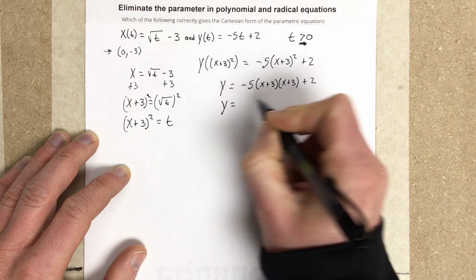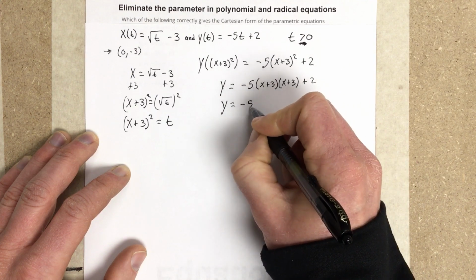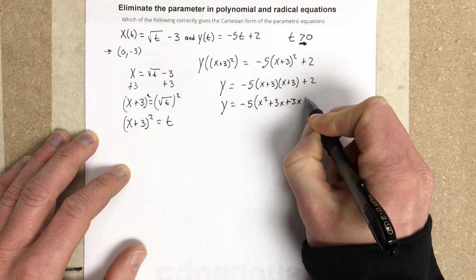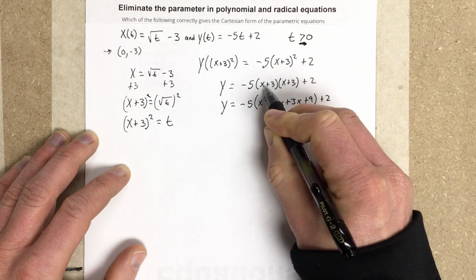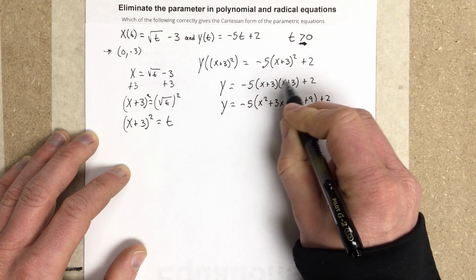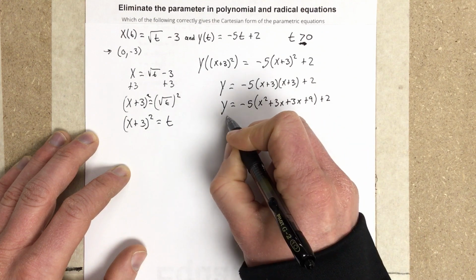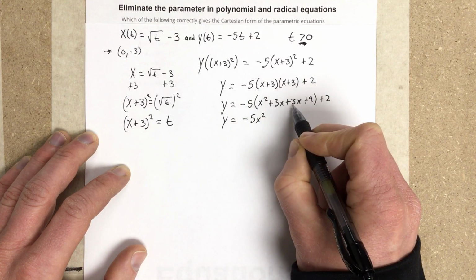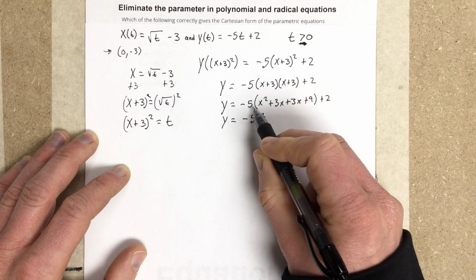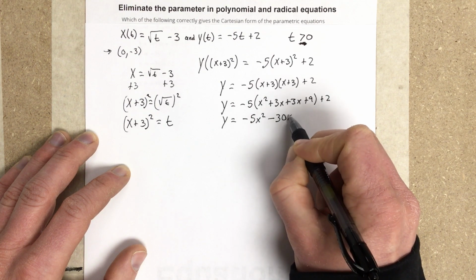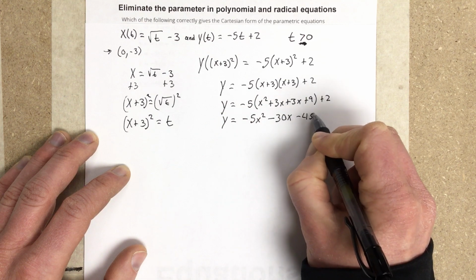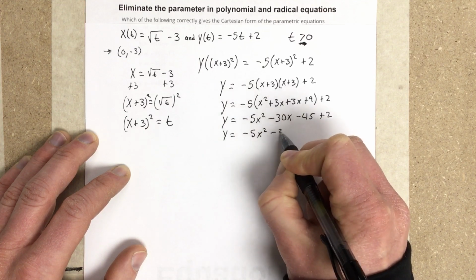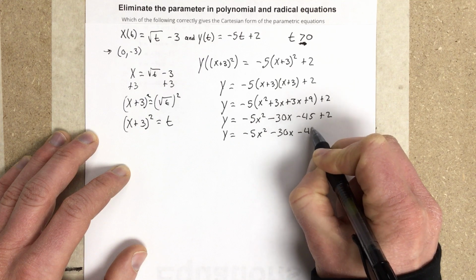We would get y is equal to, let's multiply the x's together. We get x squared plus 3x plus 3x plus 9, plus 2. When we multiply x times 3, 3 times x, and 3 times 3, that's what we end up with. Let's distribute there. This would be negative 5 x squared. 3 plus 3 is 6. Multiply it times the negative 5, you get negative 30x. And then minus 45 plus 2. So you end up with y is equal to negative 5x squared minus 30x minus 43.